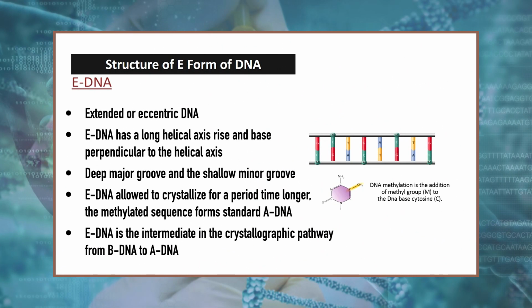Now let us discuss the E-DNA. E-DNA is also called extended or eccentric DNA. E-DNA has a long helical axis rise and bases perpendicular to the helical axis, a deep major groove and a shallow minor groove. If E-DNA is allowed to crystallize for a longer period of time, the methylated sequence forms A-DNA. E-DNA is the intermediate in the crystallographic pathways from B-DNA to A-DNA.